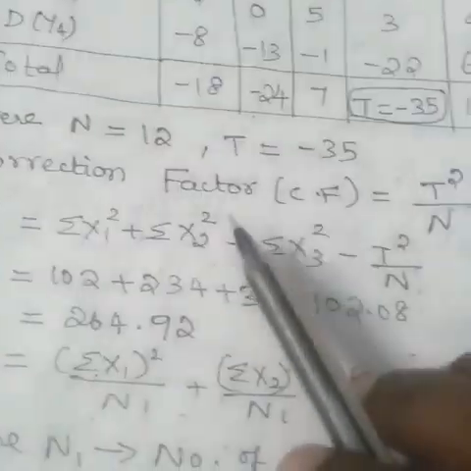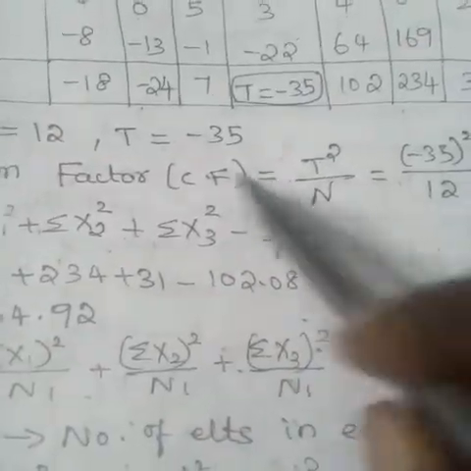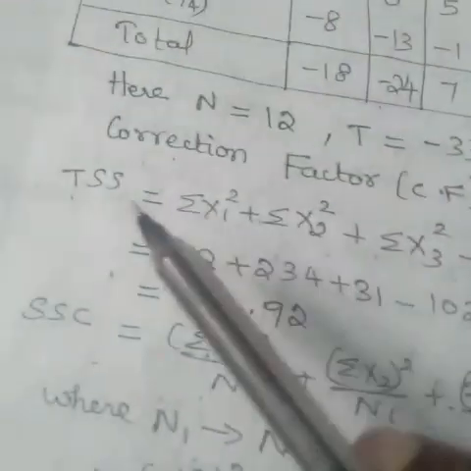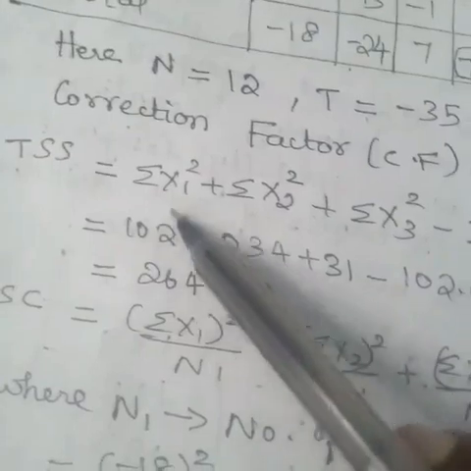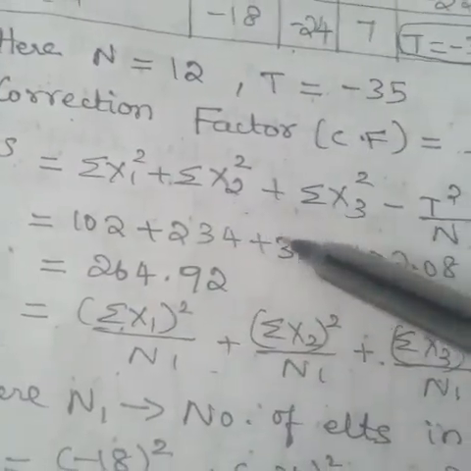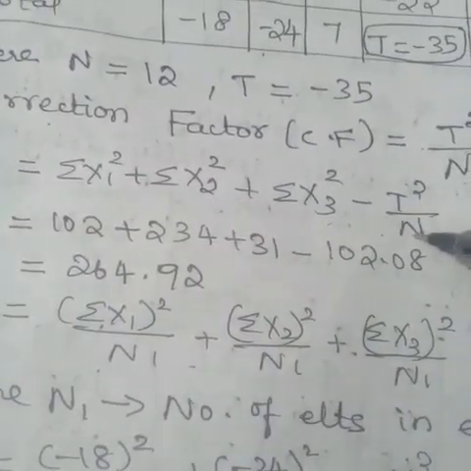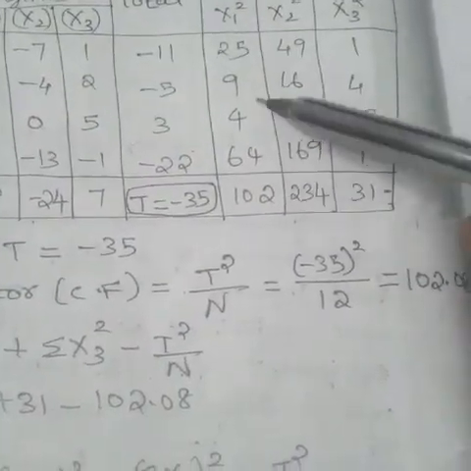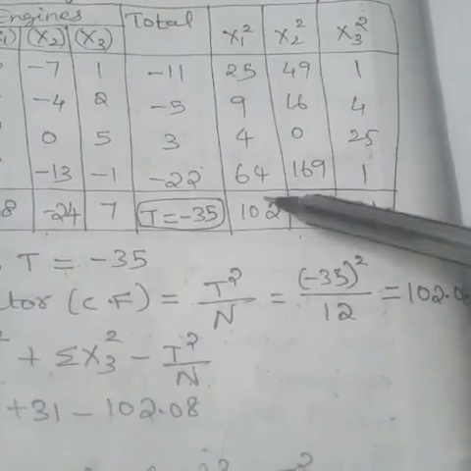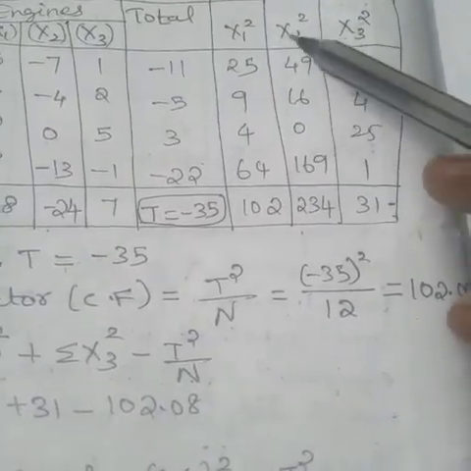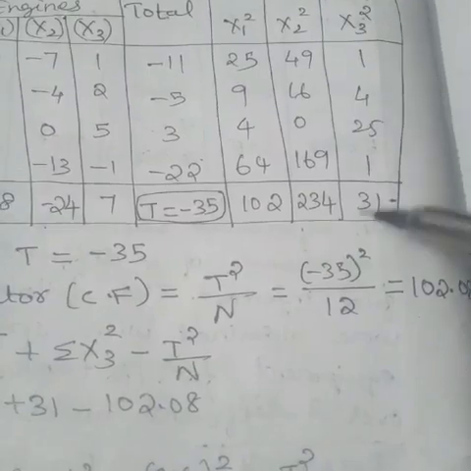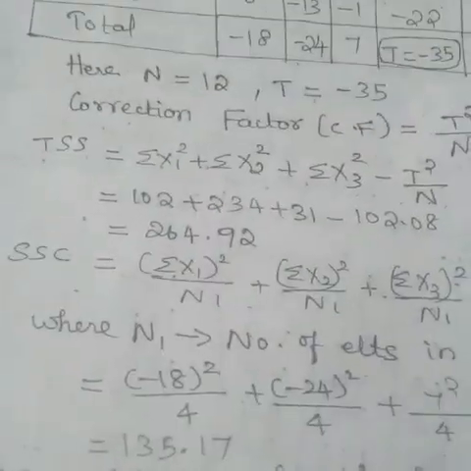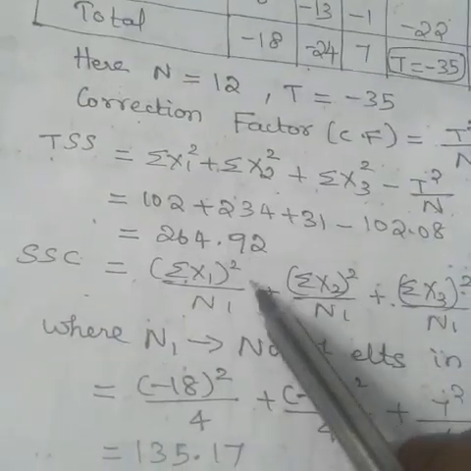Then find the correction factor, CF is equal to T square by n, the formula. Then we get CF, the correction factor. Then TSS, total sum of squares, summation x1 square plus summation x2 square plus summation x3 square minus T square by n. This is the formula. Then all the values are calculated here. From the table we get summation x1 square is 102, summation x2 square 234, summation x3 square 31, minus the correction factor T square by n. Then simplify, we get 64.9295.